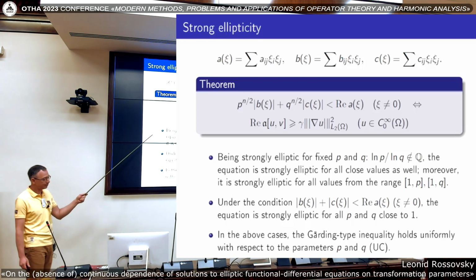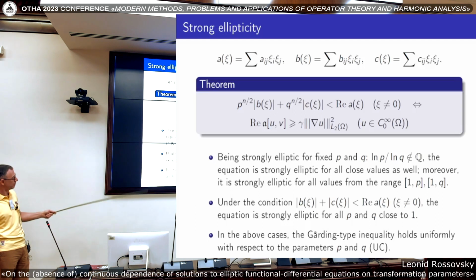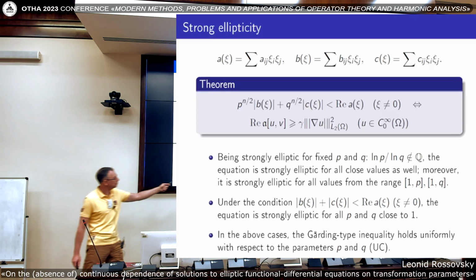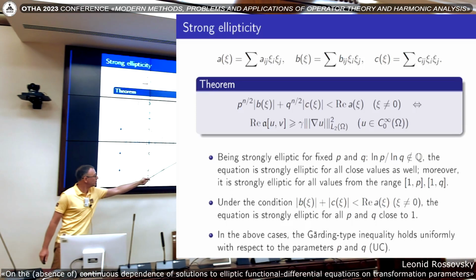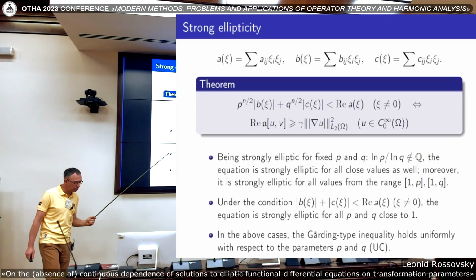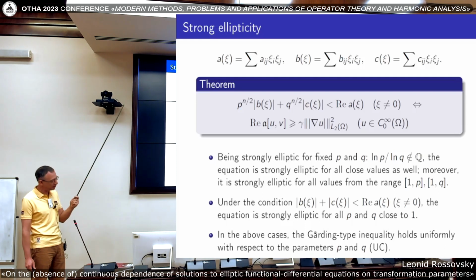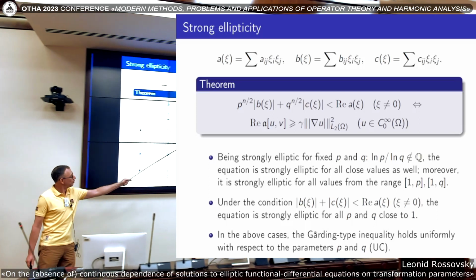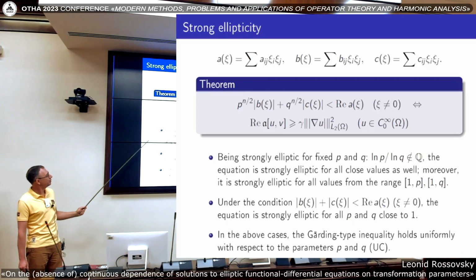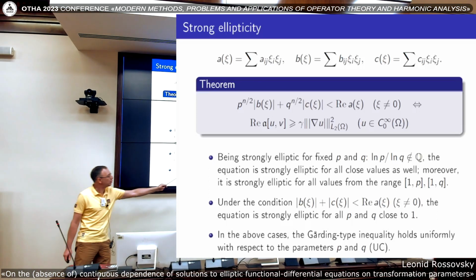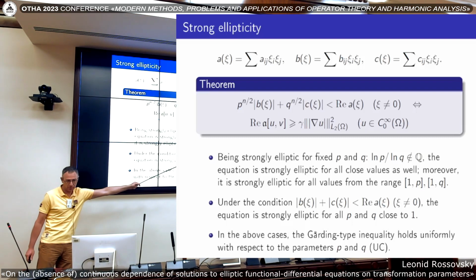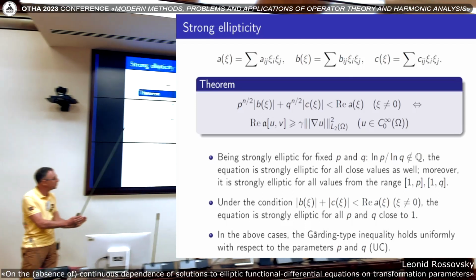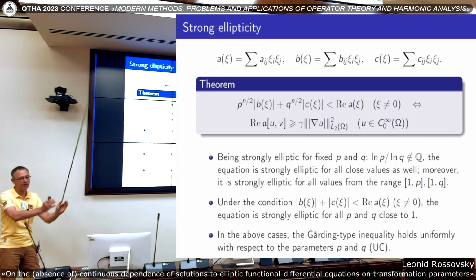And very important consequences of this theorem: being strongly elliptic for fixed P and Q, such that their logarithms are incommensurable, we can say P and Q are multiplicatively incommensurable in this case. So being strongly elliptic for fixed P and Q, the equation remains strongly elliptic for all close values as well. So the opposite situation here. Strong ellipticity for fixed P and Q and also in the neighborhood here.